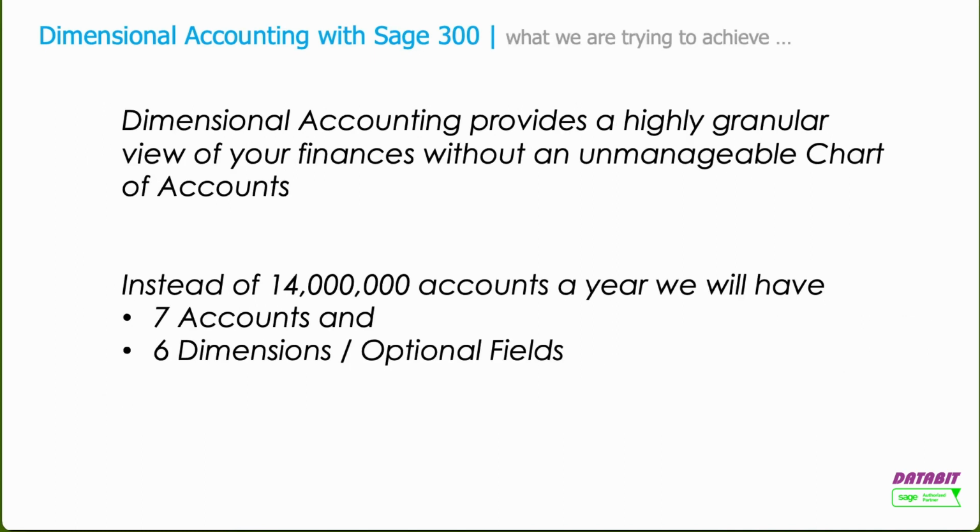So the alternative here is to use dimensional accounting, which provides a highly granular view of your finances without an unmanageable chart of accounts. In this instance, instead of the 14 million accounts a year, we'll now have 7 accounts and 6 dimensions or optional fields.